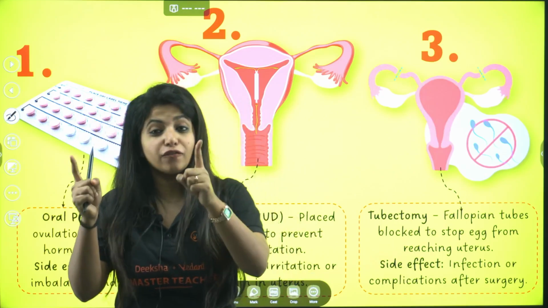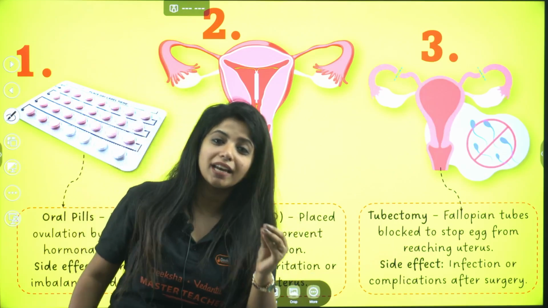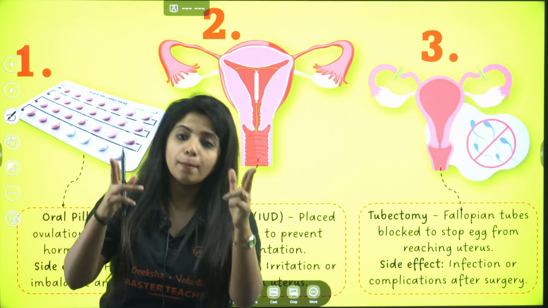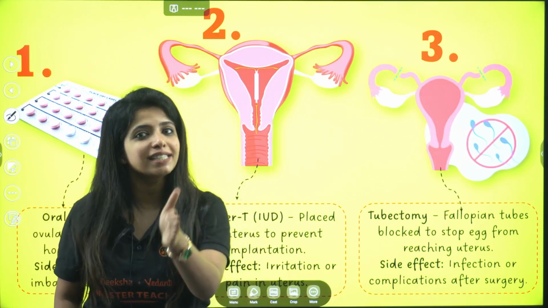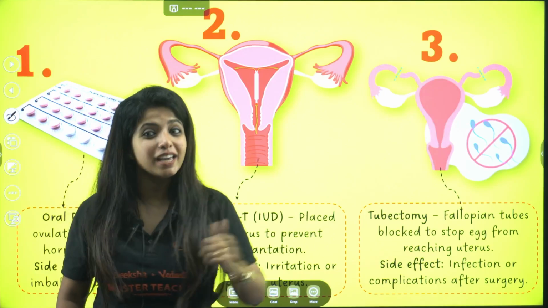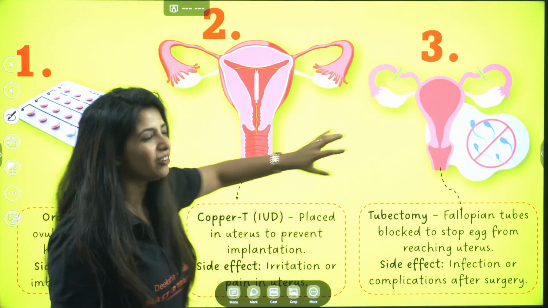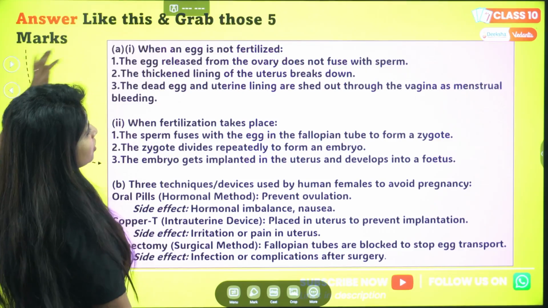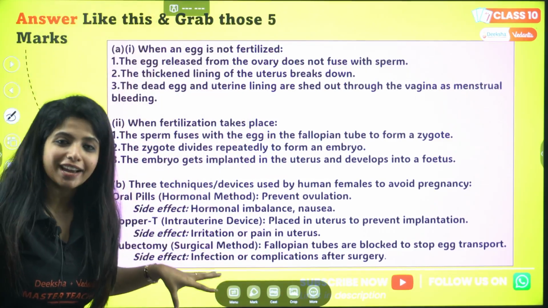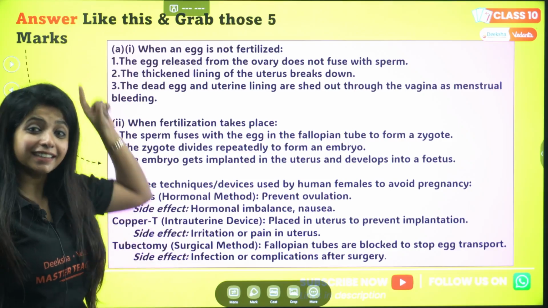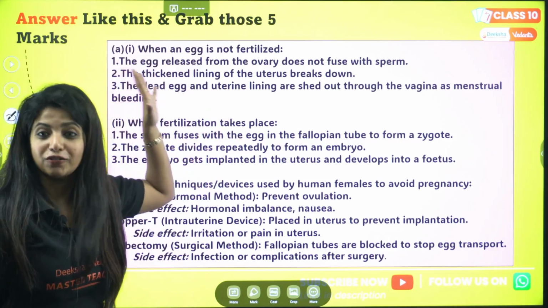If the vas deferens, which again carries the sperm in the case of males, is being cut, you call that vasectomy. Vasectomy here, tubectomy there, because you're cutting the fallopian tube. And now, my dear children, this is how you are going to write your answer. And this is what will give you your 5 marks.